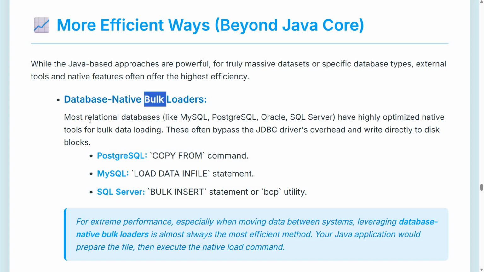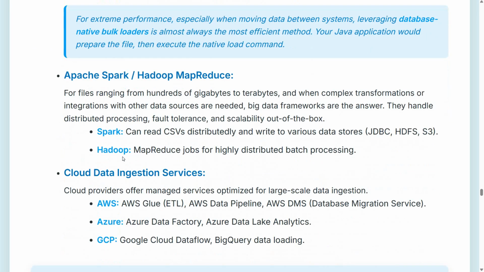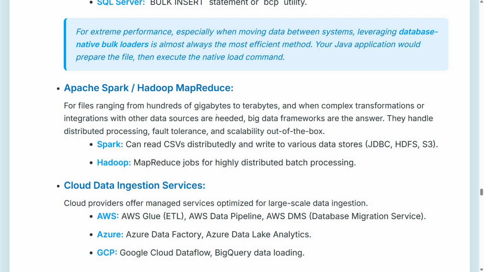Okay. What else is out there for really huge scale? For files in the hundreds of gigabytes or terabytes, especially if you also need complex transformations during the load, you're really entering the realm of big data frameworks. Think Apache Spark, or maybe older systems like Hadoop MapReduce. They're designed for distributed processing from the ground up, right? Exactly. They handle splitting the work across many machines, fault tolerance, scalability. It's what they're built for. You typically use Java or Scala or Python to write Spark jobs.